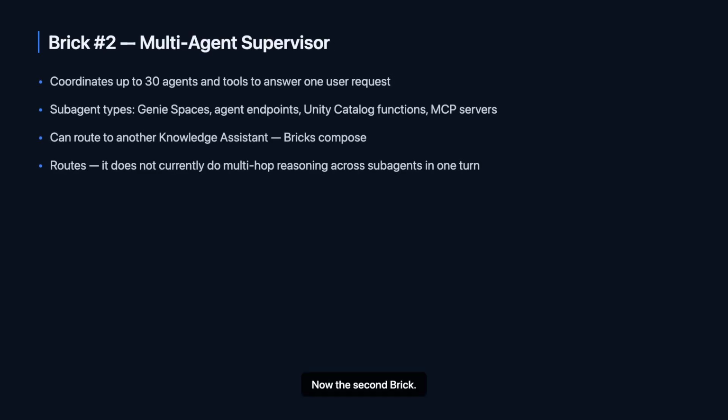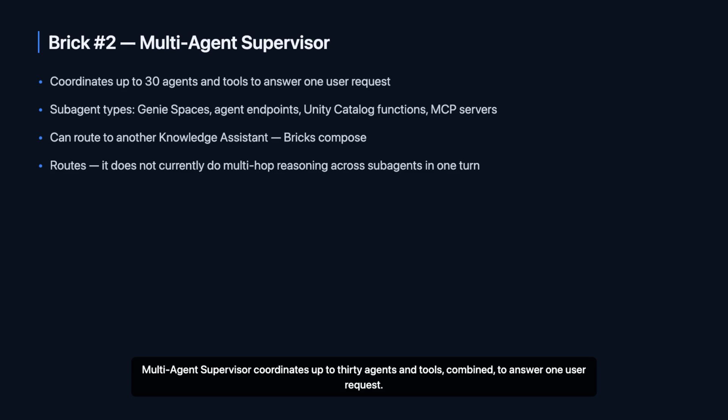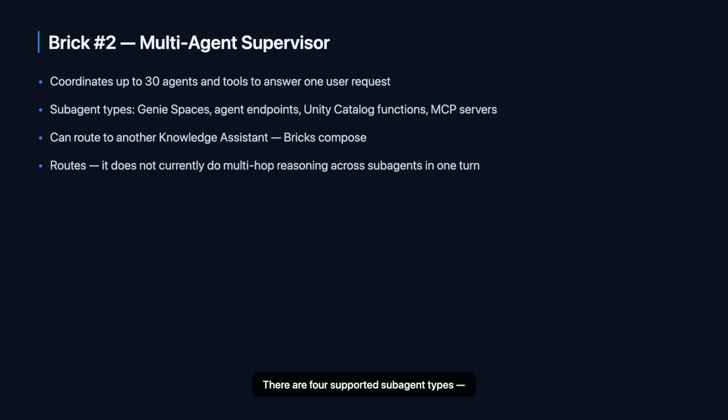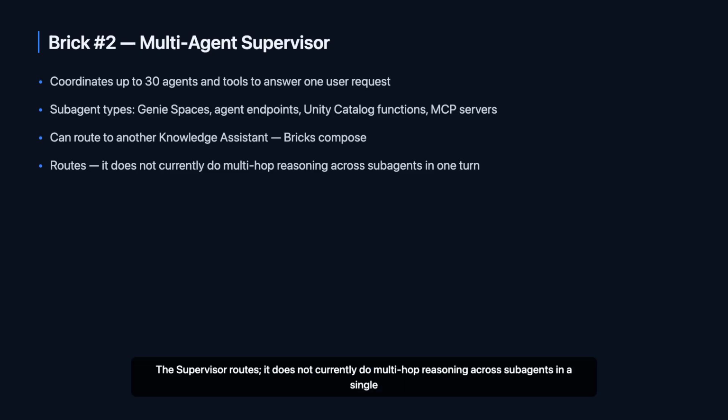Now the second brick, Multi-Agent Supervisor coordinates up to 30 agents and tools, combined, to answer one user request. There are 4 supported subagent types: Genie Spaces for structured tables, agent endpoints which can themselves be other knowledge assistants, Unity Catalog functions for typed tools, and MCP servers for external integrations. Notice that bricks compose. A supervisor can route to a knowledge assistant as one of its subagents. One important nuance, though: the supervisor routes. It does not currently do multi-hop reasoning across subagents in a single turn.